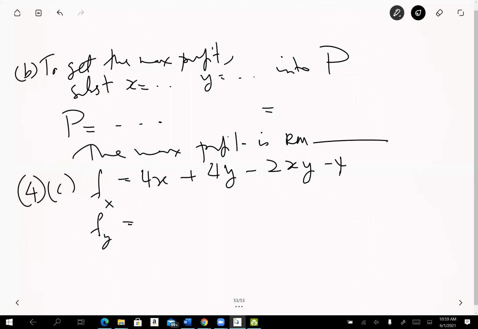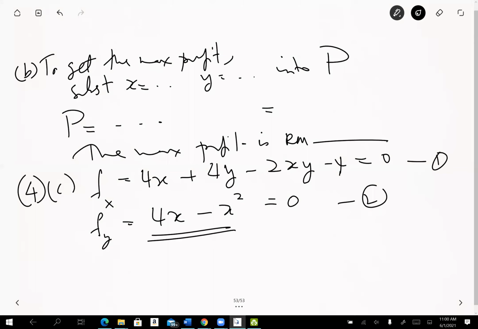Now this one, if you cannot do it, it's okay, you know. This one is quite difficult. If you do the fy, you got 4x minus x squared. Now for the critical points, set that to 0, set that to 0. That's number 1, that's number 2. Now, as you can see here, fy is only in terms of x. So you can start with number 2.